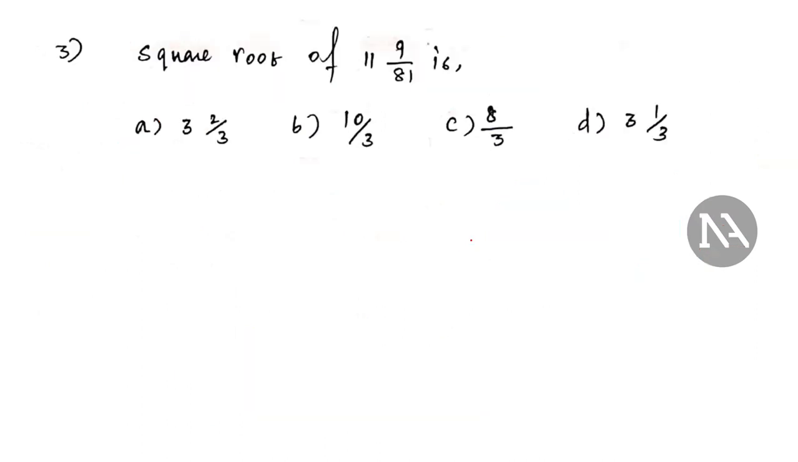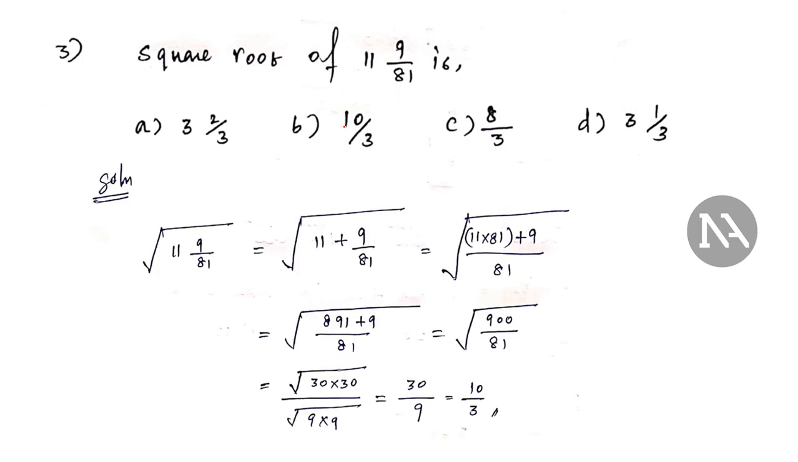Here I have to find out the square root of a number, 11 9 by 81. So here you can find out the answer in this way. I can write 11 9 by 81 as 11 plus 9 by 81. You can cross multiply the 81 like this: 11 into 81 plus 9 divided by 81 common. Now 11 into 81 will give you 891.